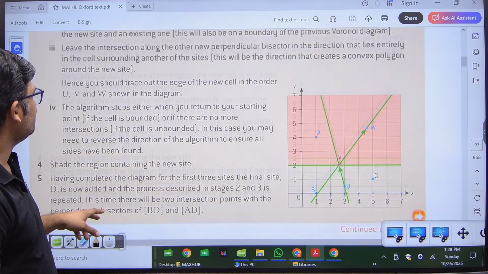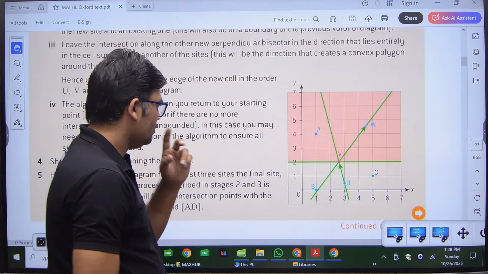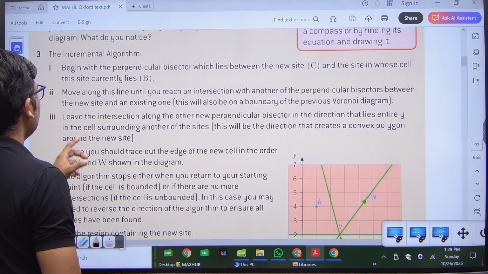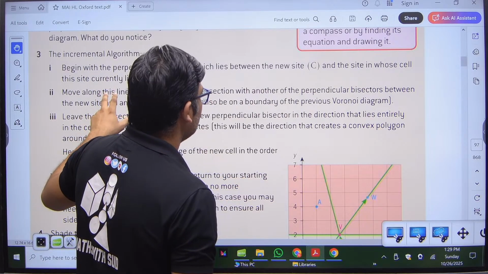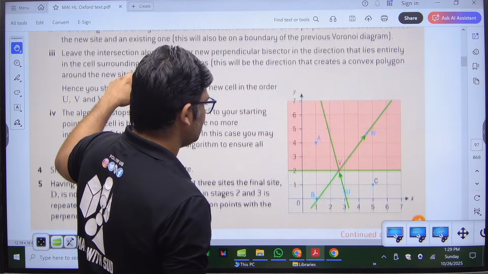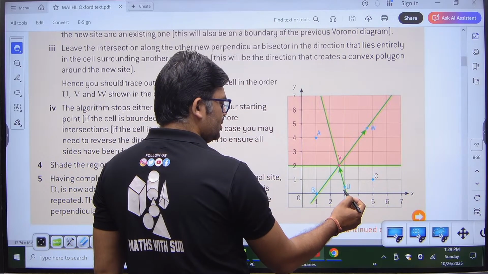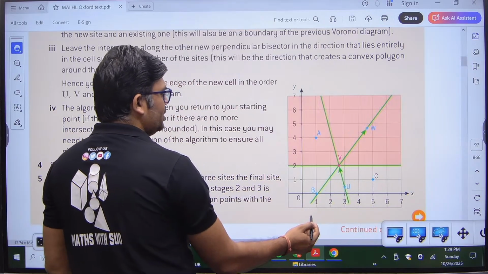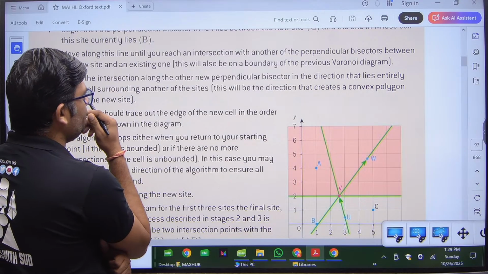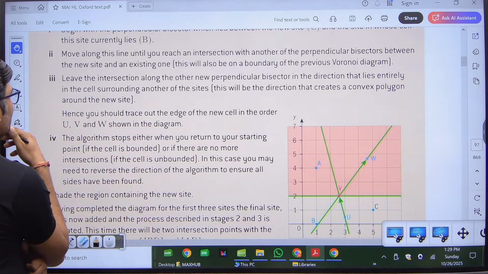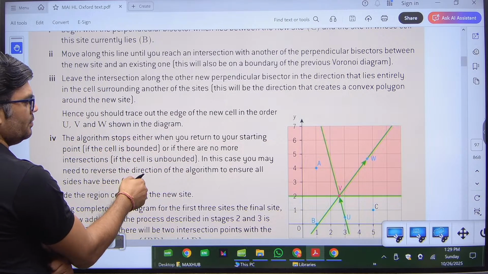Oh, this is like a step-by-step thing. So step by step means begin with the perpendicular bisector which lies between the new site C and the site in whose cell this site currently lies. Okay. So perpendicular bisector is this, and we can go like this. So they are saying leave the intersection along the other new perpendicular bisector in the direction that lies entirely in the cell surrounding another of the sites. This will be in the direction that creates a convex polygon.